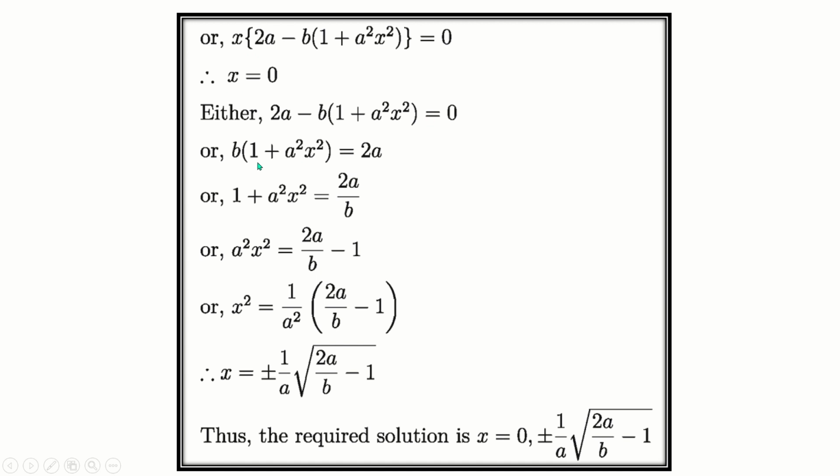From here we will get, calculate, 1 plus a square x square equals this, or a square x square equals 2a by b minus 1. Now calculate, we will get x square is equal to this, and finally x is equal to plus minus 1 by a square root of (2a by b minus 1). Therefore the required solution is x is equal to 0 or plus minus 1 by a square root over this. Clear?